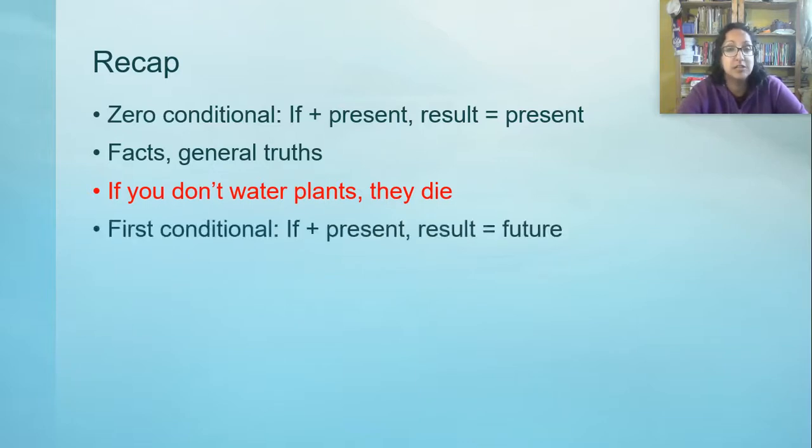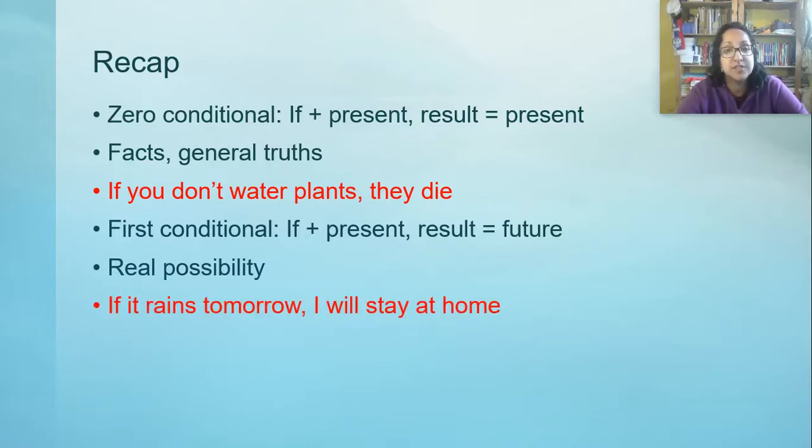The first conditional is formed by using if with the present tense, but this time the result is in the future. We use it to talk about real possibilities. For example, if it rains tomorrow, I will stay at home.